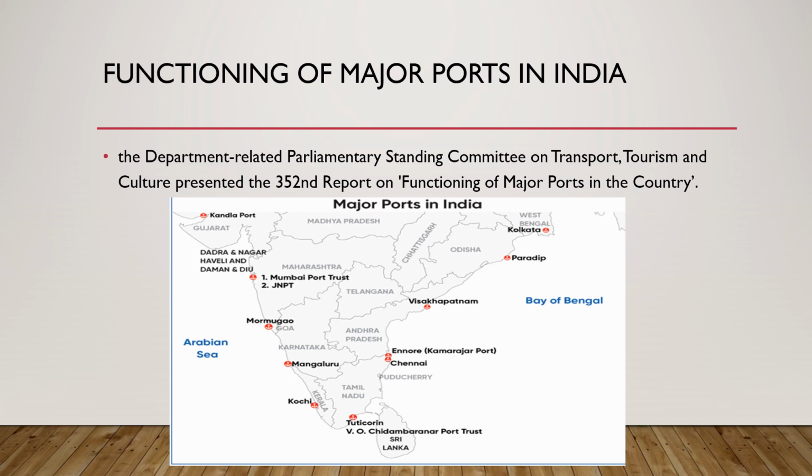Now, here we could see the major ports in India. For example, Kandla Port in Gujarat, we have Mumbai Port Trust, we have JNPT, we have Dadra and Nagar Haveli and Daman and Diu here. We have Mormugao, we have Mangaluru, we have Kochi, Tuticorin, we have Ennore in Chennai, we have Visakhapatnam in Andhra, we have Paradip in Odisha, and then we have Kolkata.